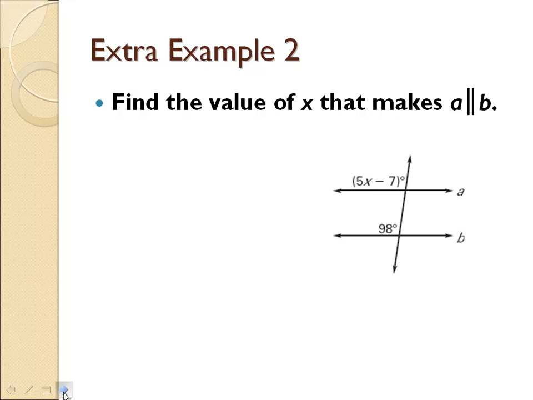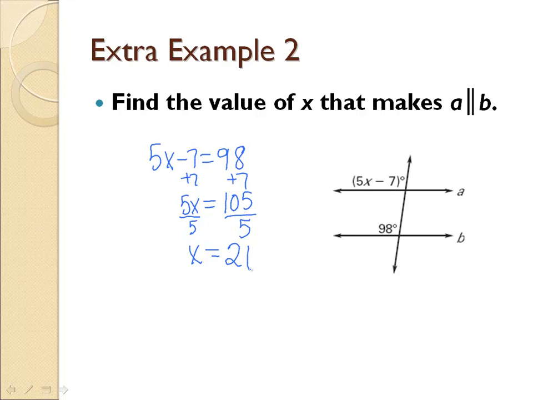Okay, welcome back. You should have said 5x minus 7 equals 98. Add 7 to both sides. So 5x equals 105. If you divide both sides by 5, then x equals 21. And the question had just said find the value of x. We did that right here. So we should just check it to make sure it's right.